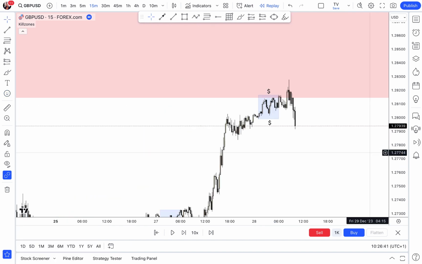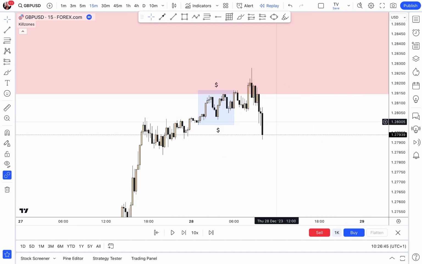the conditions I always want to be met when I'm looking for a buy or sell trade. So at this region, we can see that we have this Asian range high. Market has taken out the Asian range high.